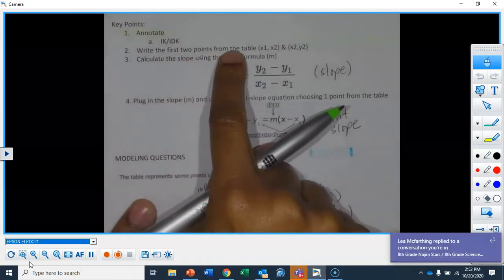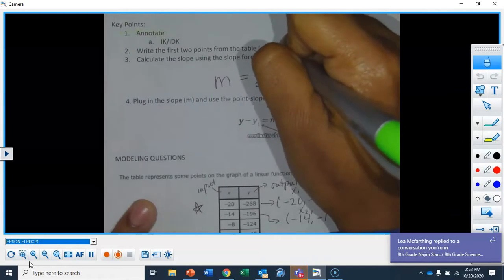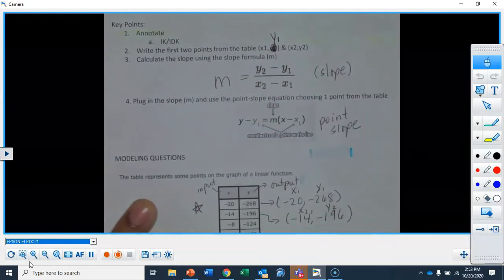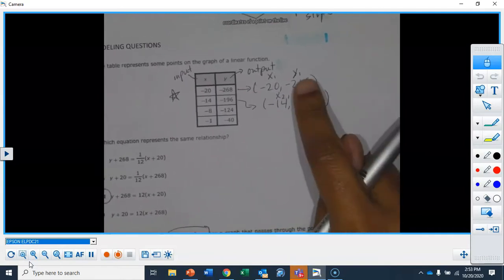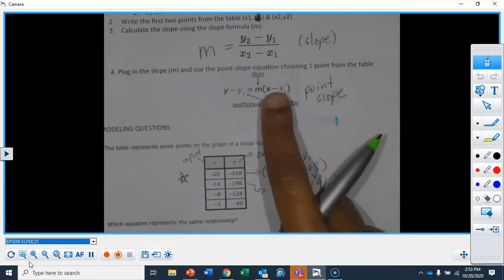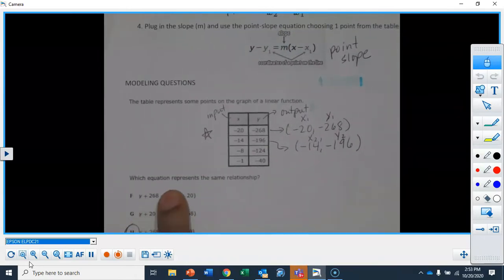Up here, it says, write the first 2 points from the table. x1, and that was a typo right here. This is y1. x1, y1, x2, y2. All right, so here we go, ready? As soon as I have these 2 points, boom, my brain tells me, let's use the slope formula, okay? Because what is it asking me? It says, which equation represents the same relationship?